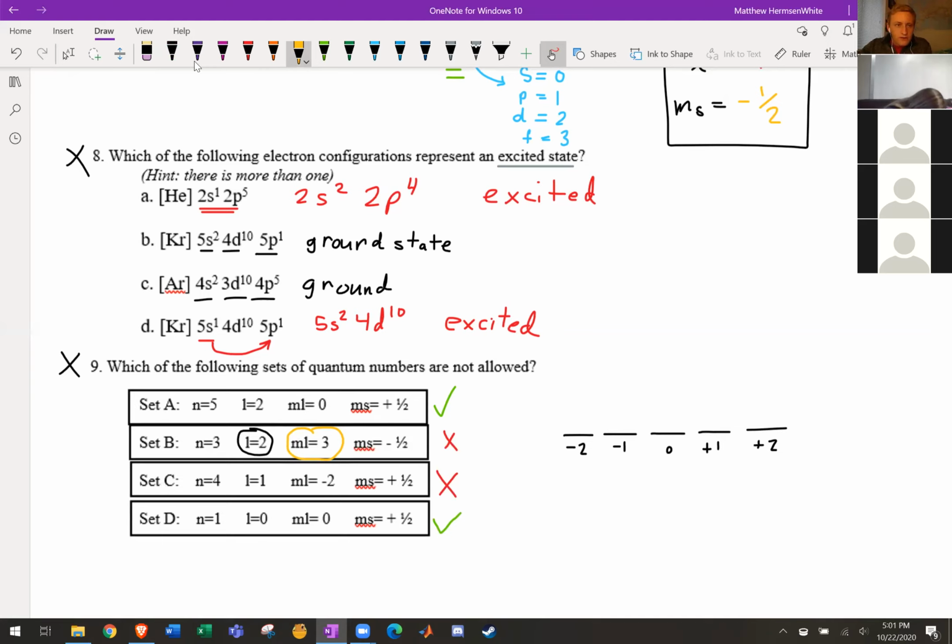So for part C, same kind of thing. L equals 1. We know that the room numbers have to range from -1, 0, +1. And once again, it's telling us our room number here is -2. And that doesn't make sense because that's not one of the available rooms. So that's kind of what I look for when I'm looking at quantum number sets like that. I just kind of draw out the rooms.